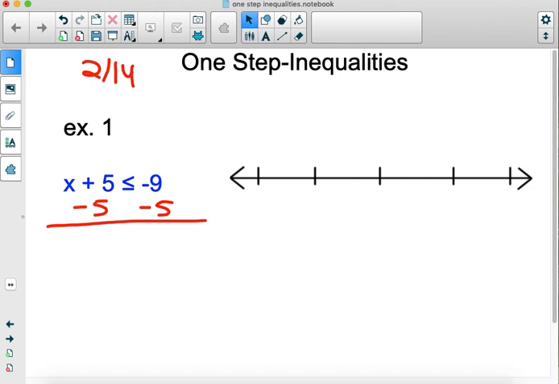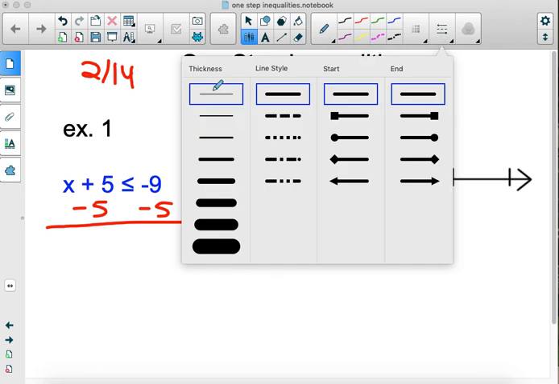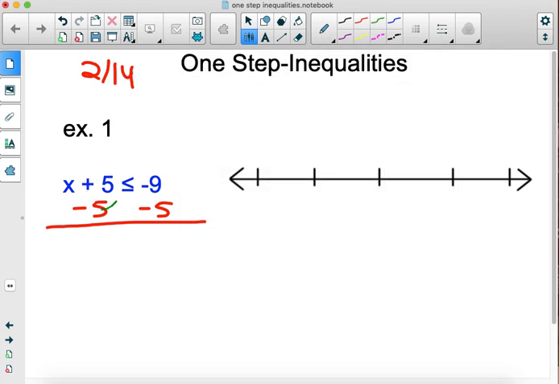If you can lightly zero that out, that's 0. What are we left with? We're left with x. What are we left with on the other side? Negative 9 minus 5. We're going smaller. Negative 14. Good. All right. And it's going to be less than or equal to negative 14.